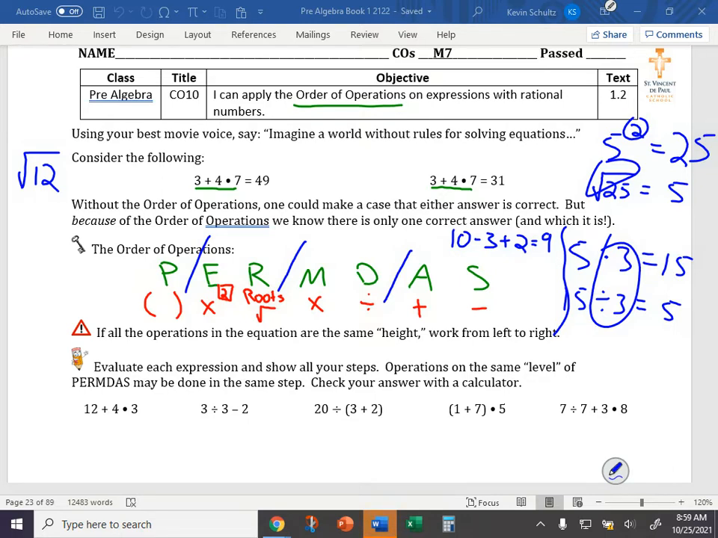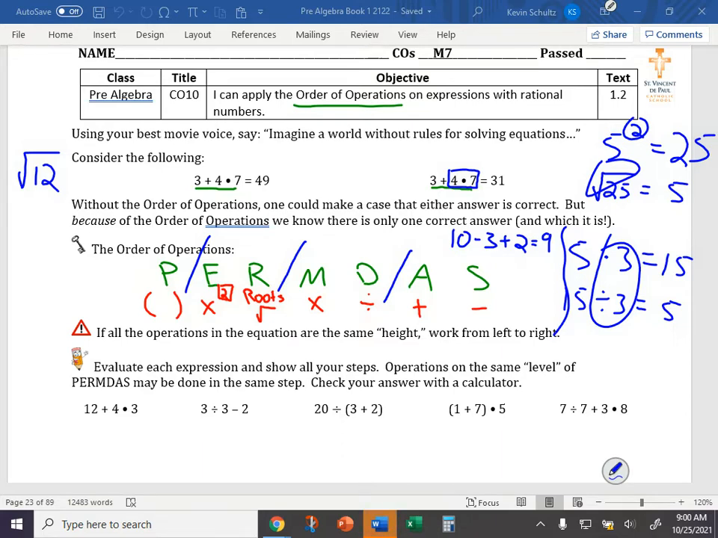So anyway, back to this here. Is the answer to 3 plus 4 times 7 49, or is it 31? Which one's correct? Griffin? 31. According to the order of operations, you would need to multiply first. And then 3 plus 28 would give us 31.